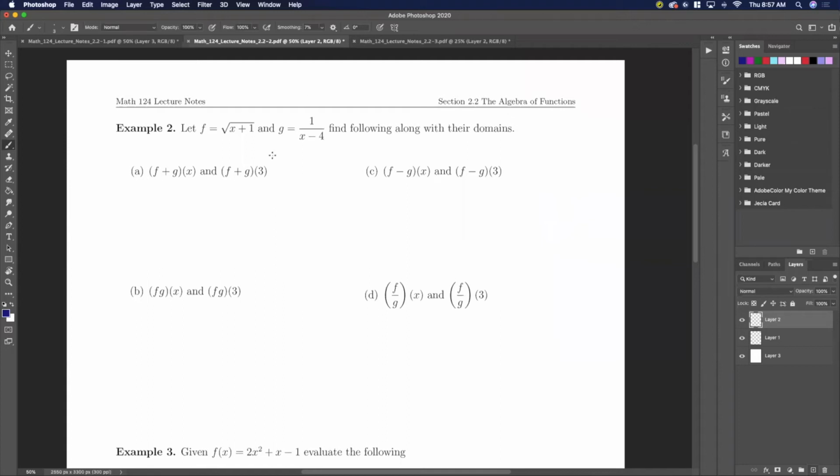So let's do the domains first. The domain of this function, just as a reminder, is this has to be zero's okay inside, but a negative number is not. So I need x plus 1 to be greater than or equal to 0. And that means x has to be greater than or equal to -1. And then for this one, I can have everything except x equal to 4, because I can't have this equal to 0. So x minus 4 cannot equal 0. That means x cannot equal 4.